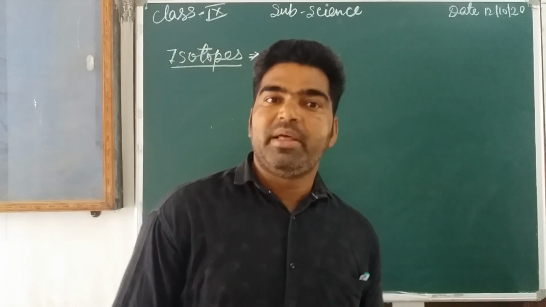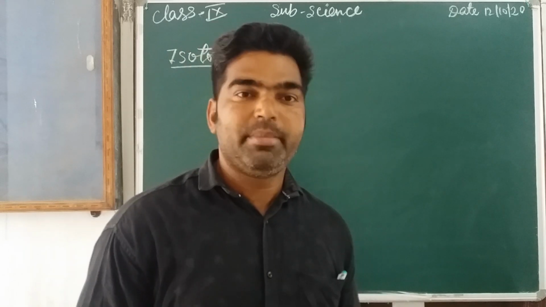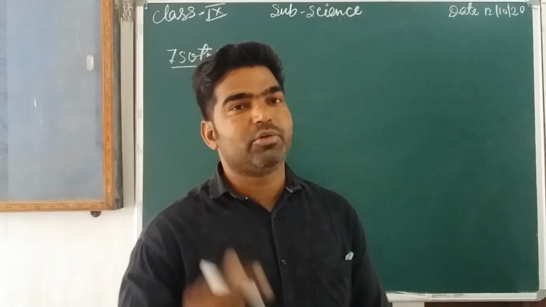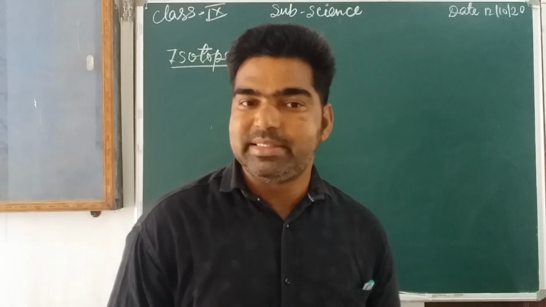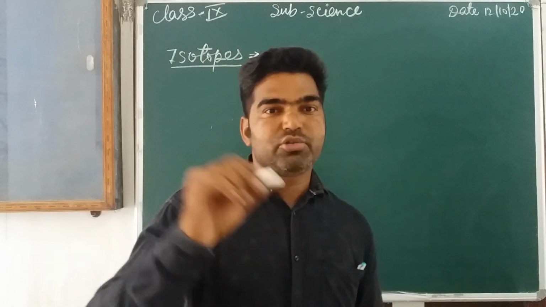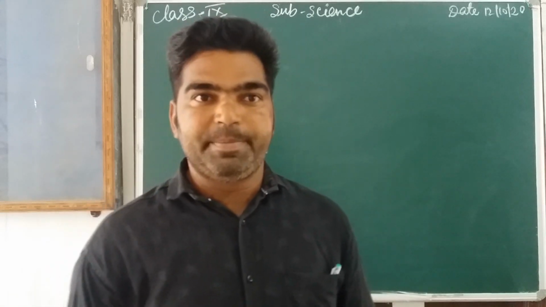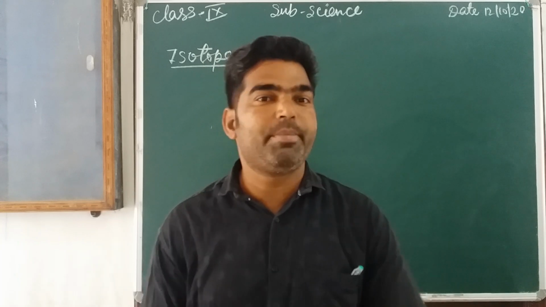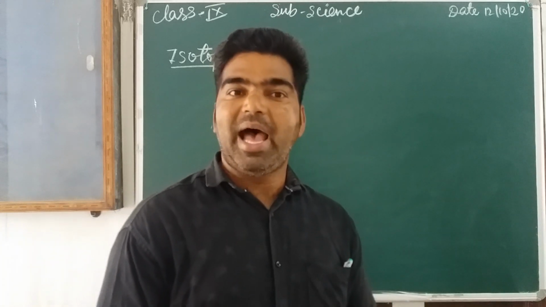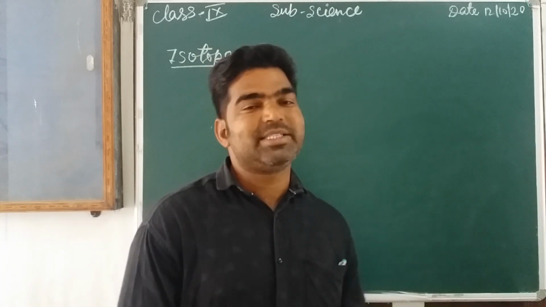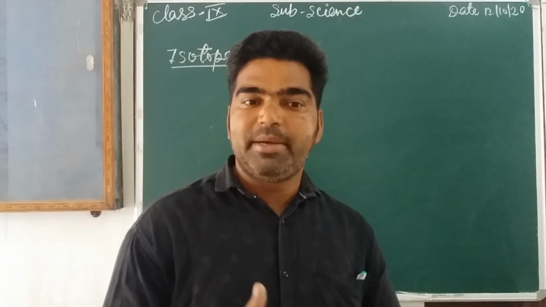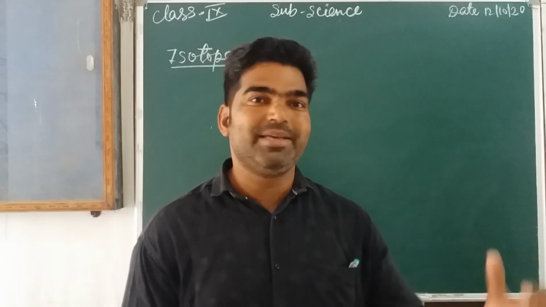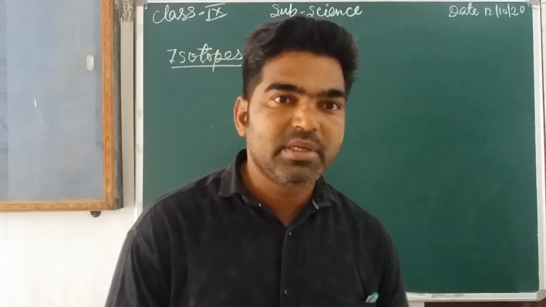And atomic number is the number of protons present in an atom, and that is represented by the letter Z. Mass number is represented by the letter A. So we can say that atomic number is equal to the number of protons present in the atom, and mass number is the number of protons plus the number of neutrons.